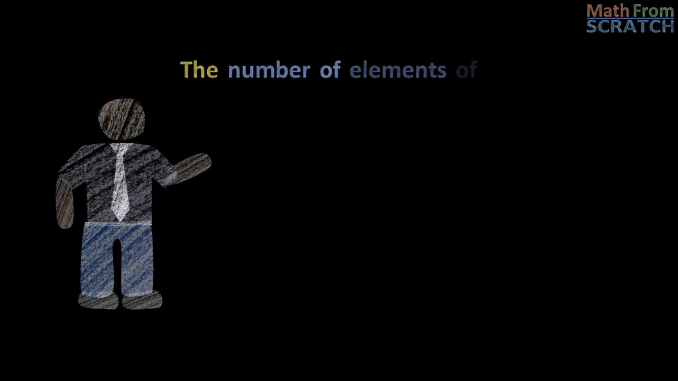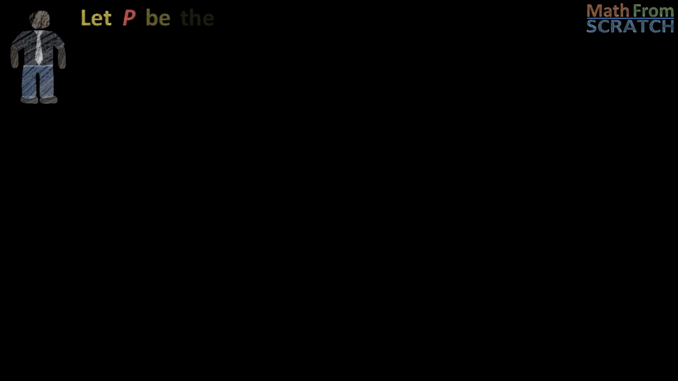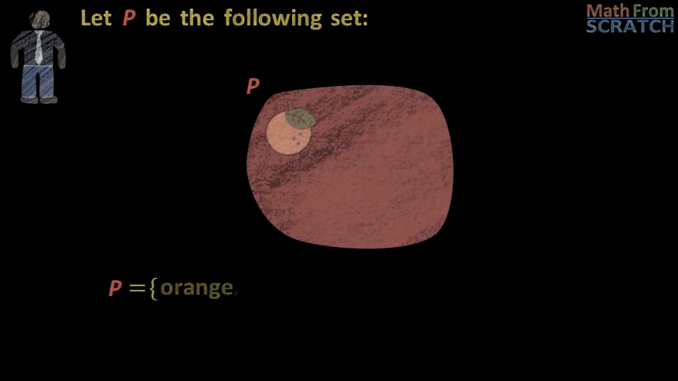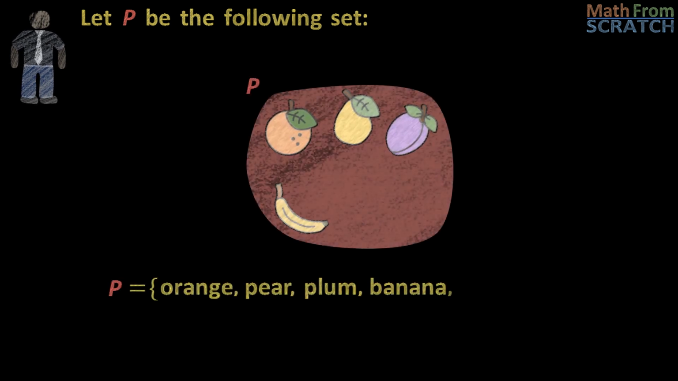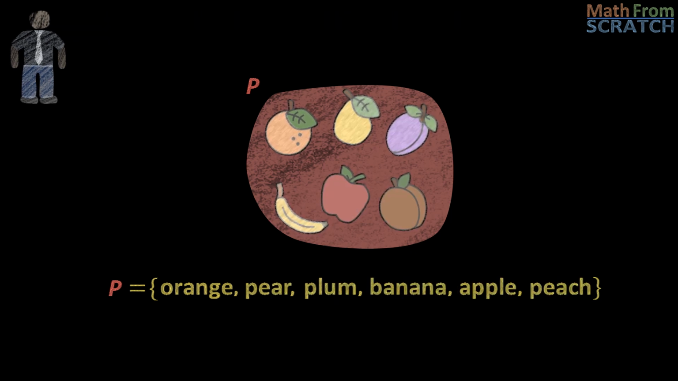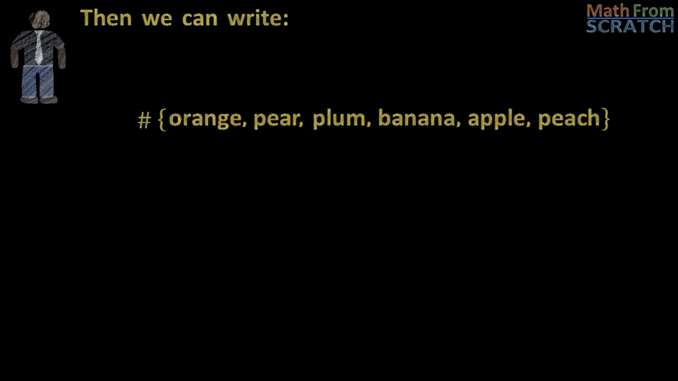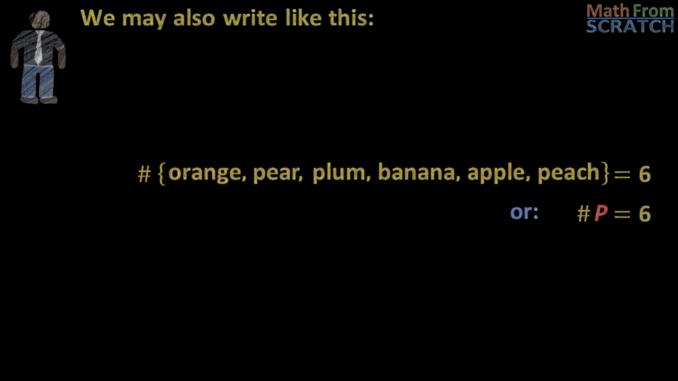The number of elements of a set is the cardinality of that set. Let P be the following set: orange, pear, plum, banana, apple, and peach. Now, let's count the elements of P. P has 1, 2, 3, 4, 5, and 6 elements. Then, we can write, cardinal of the set orange, pear, plum, banana, apple, peach, equals 6, or cardinal of P equals 6. We may also write like this.